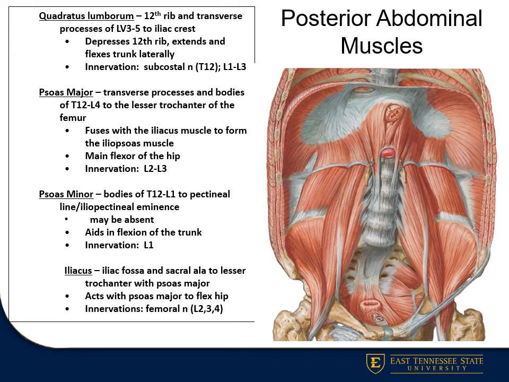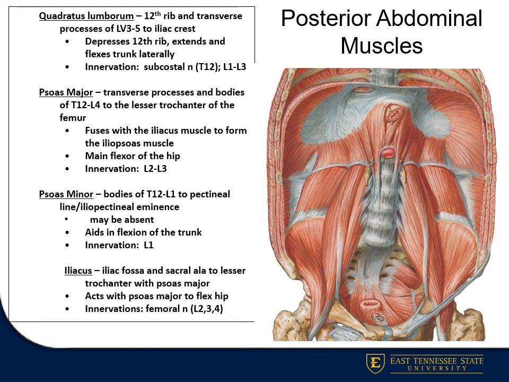The psoas minor muscle extends from the bodies of T12 to L1 to the pectineal line. It is not always present. In a small percentage of people it is absent, so if you don't see one, you may have a cadaver that is absent, but the majority will have a psoas minor. This aids in flexion of the trunk and is innervated by L1.